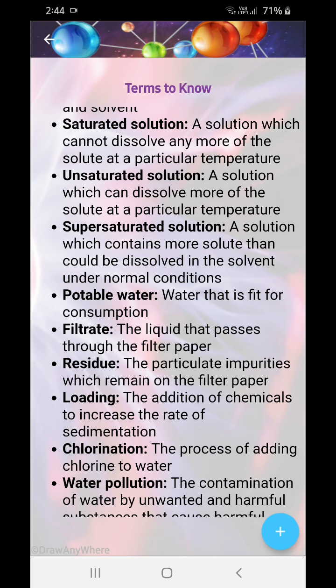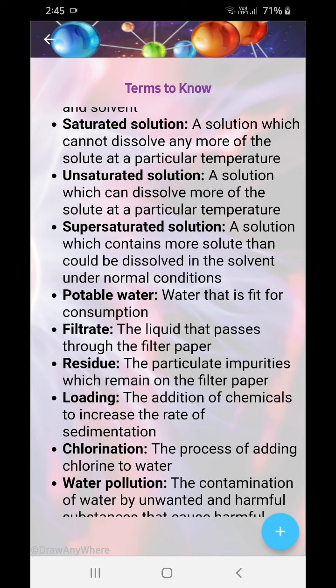Next we have potable water. Water that is fit for consumption is called potable water. If you do not drink potable water, then you will fall ill, because water also contains many kinds of germs. Next, filtrate: the liquid that passes through a filter paper. I have already told you the meaning of filtrate in the last video.